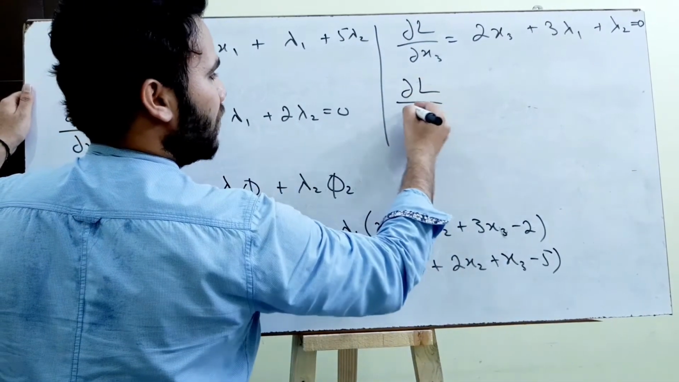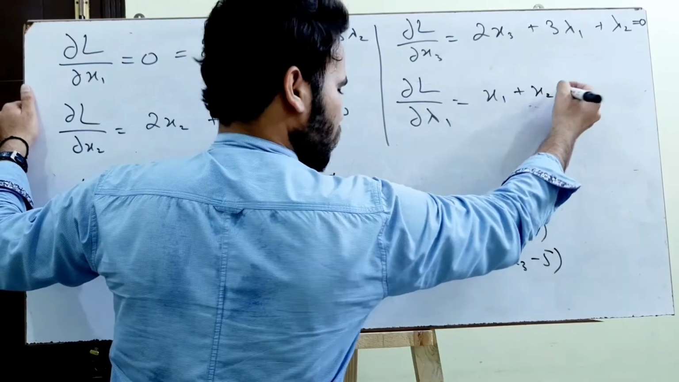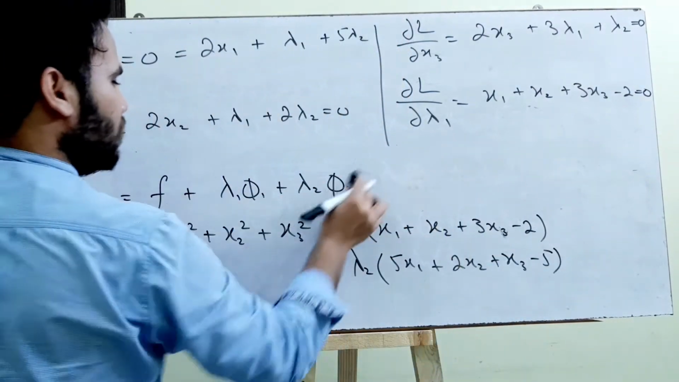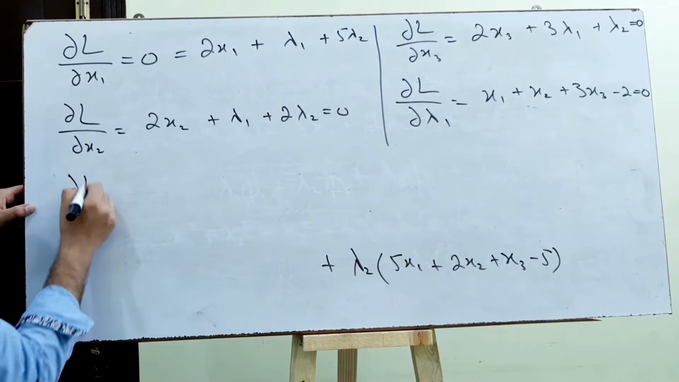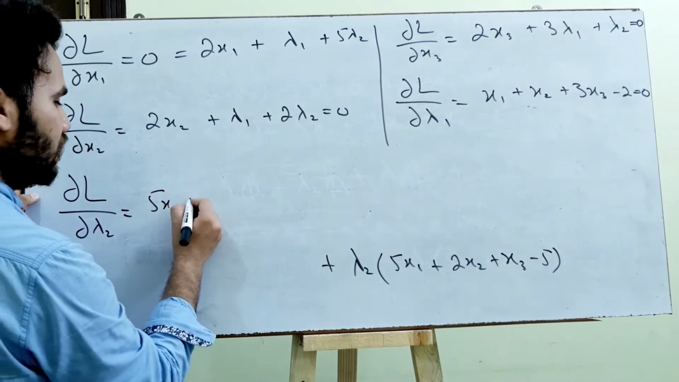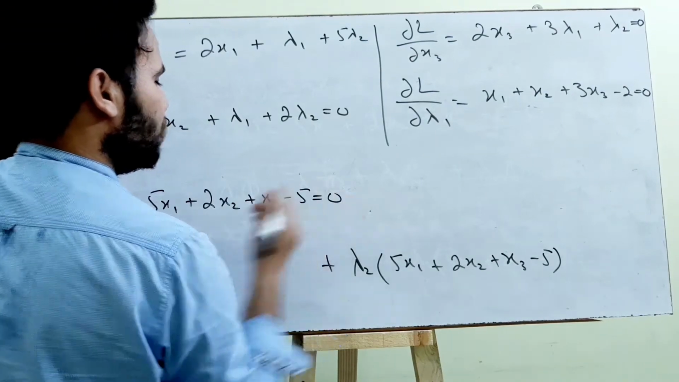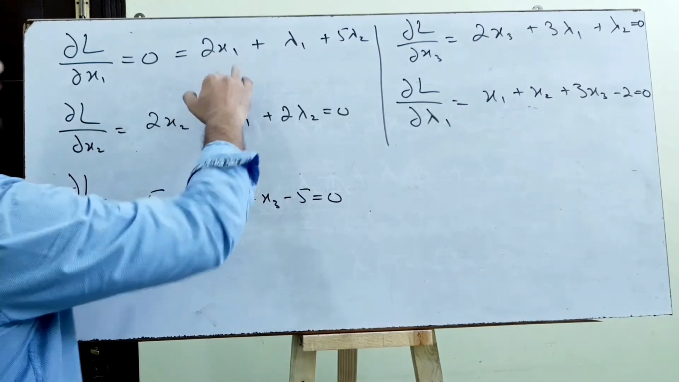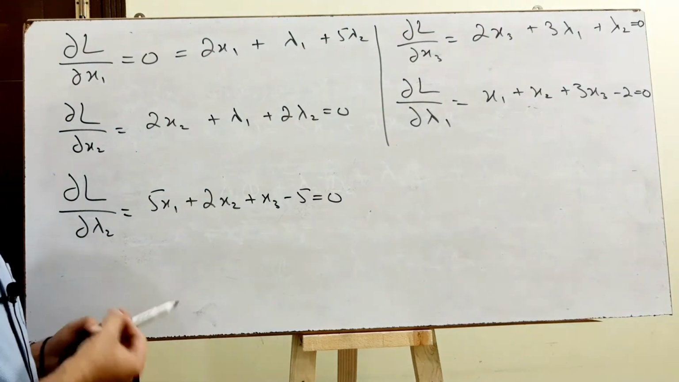Partial L by partial lambda 1 equals x1 plus x2 plus 3x3 minus 2 equals 0. Now the last one, partial L by partial lambda 2 equals 5x1 plus 2x2 plus x3 minus 5 equals 0. So here we find all our derivatives. Now we have a system of 5 unknowns and 5 equations. So you can solve it using any technique which you like.